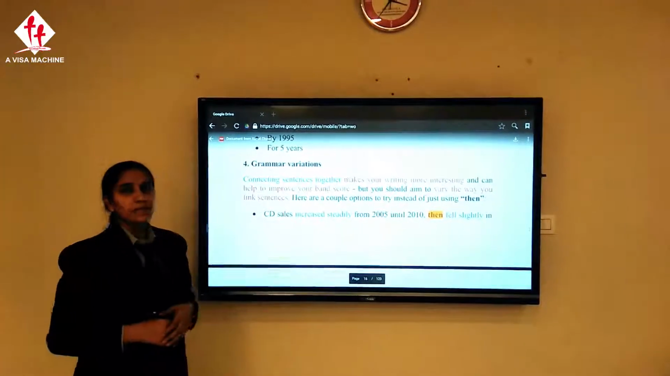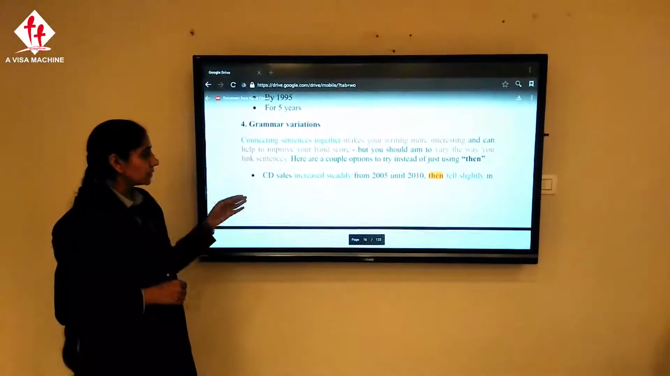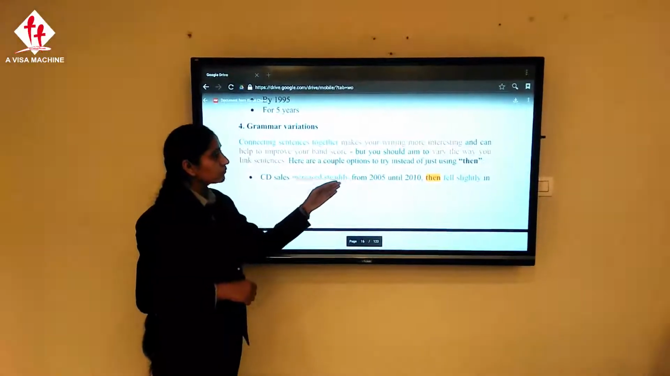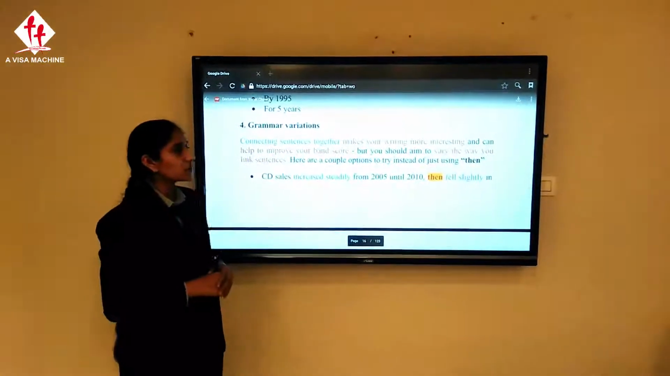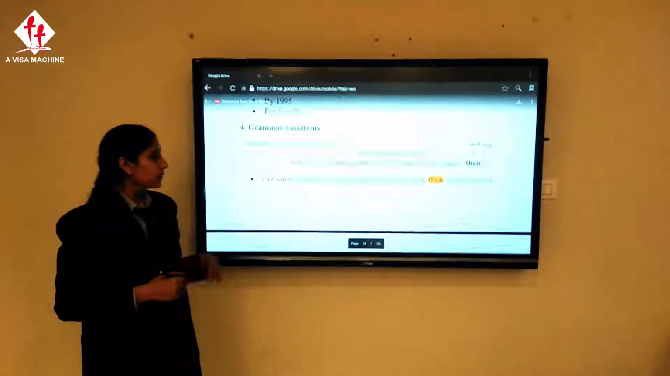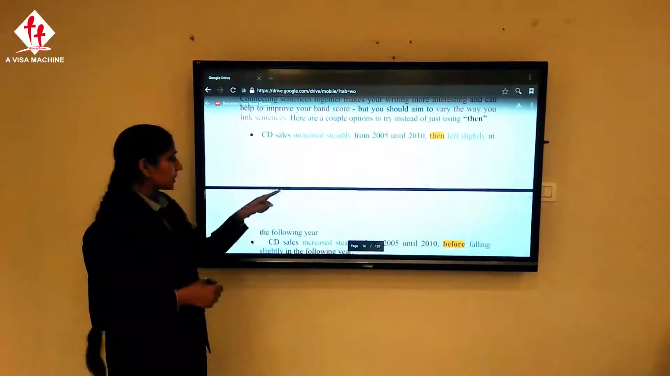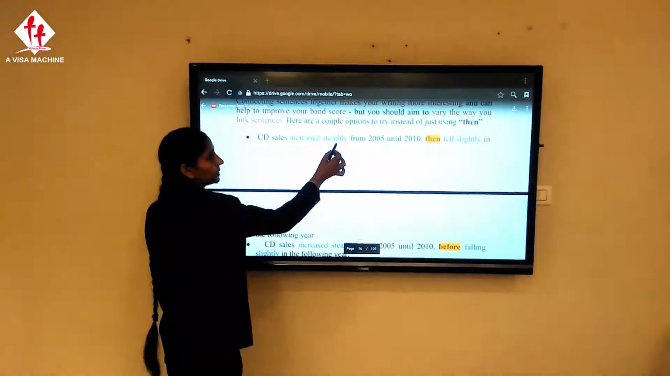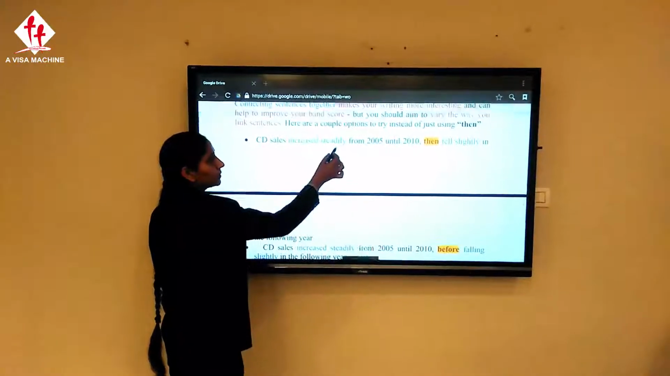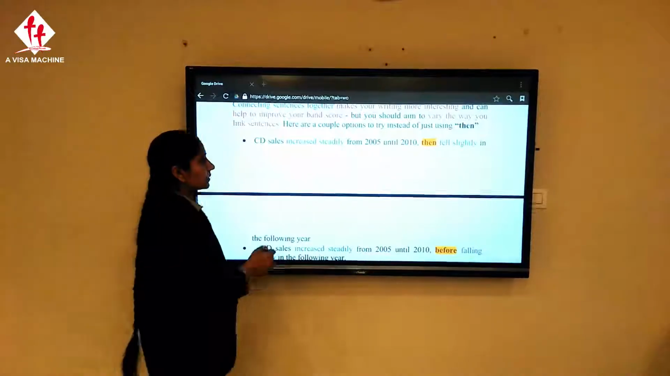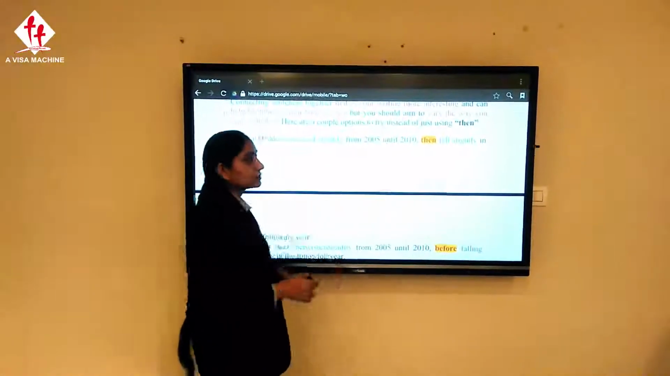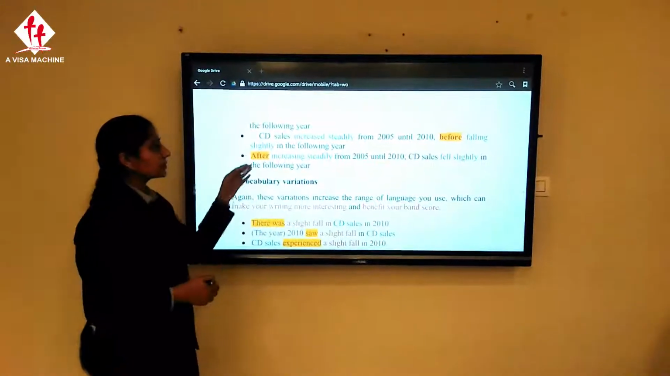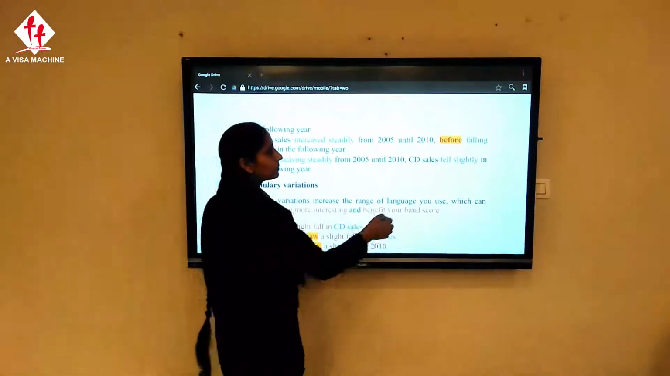They can also make some grammar variations. This is the given example: CD sales increased steadily from 2005 until 2010, then fell slightly in the following year. They can use increased steadily, where this one is the verb and they can include their adverb here. And they can connect this information by using the connector then. This is another example, which they can connect by using before.